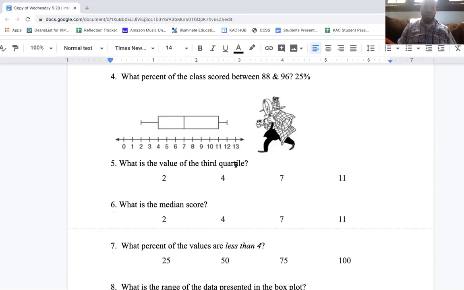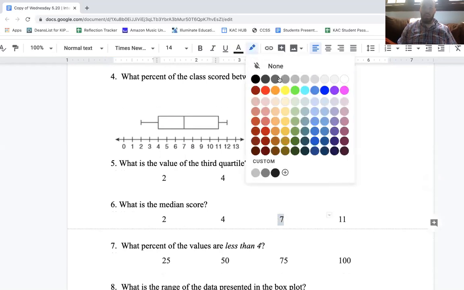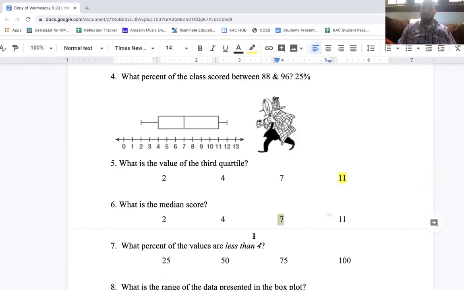What's the value of the third quartile? This is where it was important that you needed to recognize third quartile, same as saying the upper quartile. So that's this line right here. This line is at 11. So my answer is 11. What is the median score? This line right here is the middle. This comes down to 7. So the median is 7. Again, it's just interpreting what each of these lines mean.